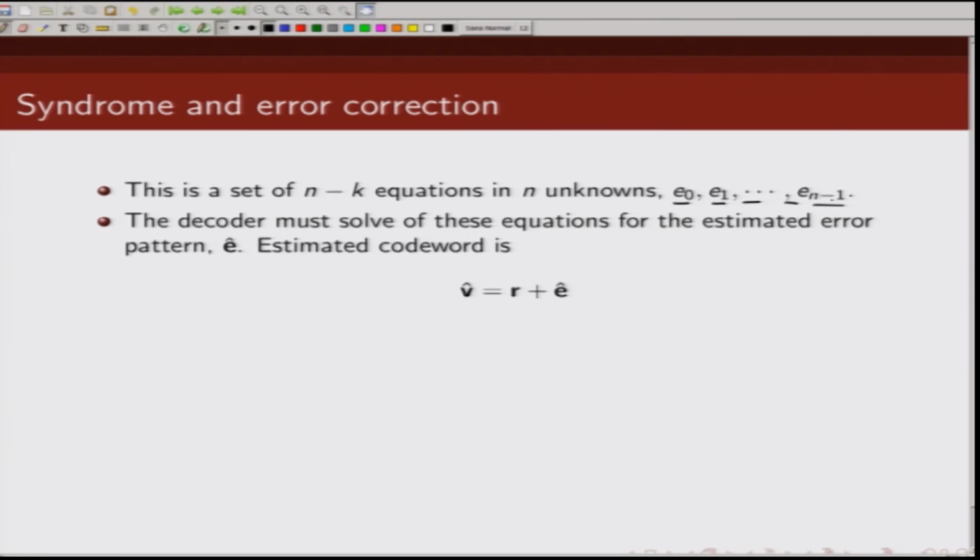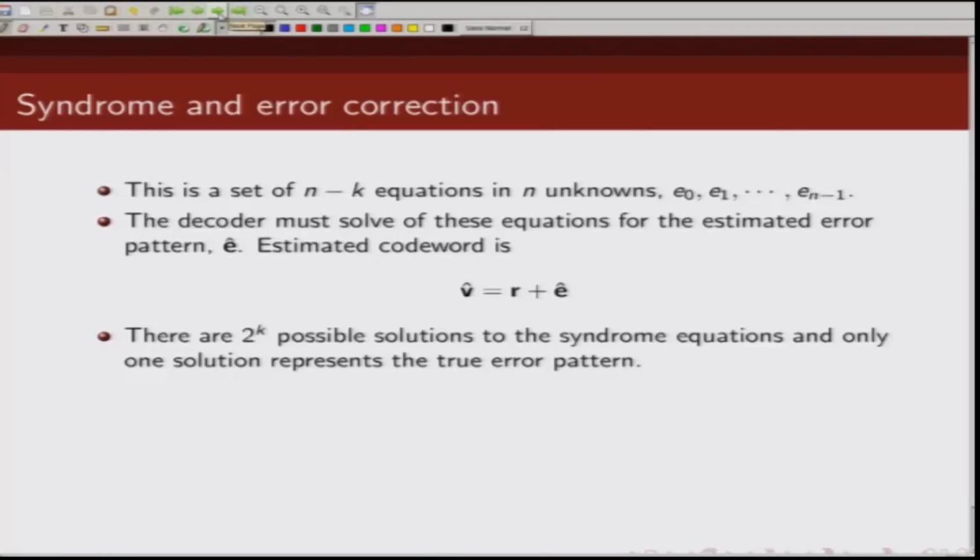Okay. So, we need to solve these n minus k equations to get back our corrected sequence. What would be a corrected sequence? Our estimated code word would be nothing but R, the received sequence, plus the estimated error pattern. So when we do error correction, essentially what we are trying to do is estimate what the error pattern is.